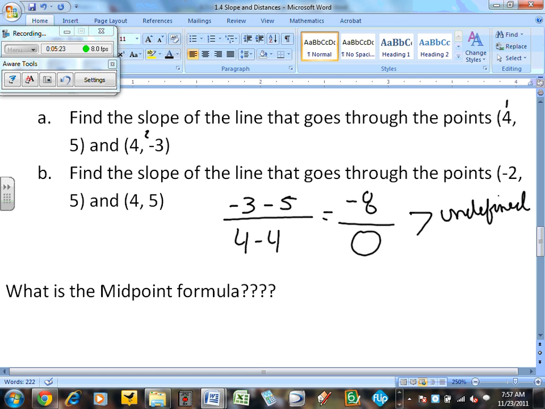It's an undefined slope. How that slope looks, if you think about it as rise over run, it's going to go down 8 over 0. So if I pick any random point, actually, let's go for a point that we have on a graph, 4, 5. So 1, 2, 3, 4, up 1, 2, 3, 4, 5. We pick that point, and we're going to go down 8 over 0. So what kind of line is that going to be? Well, it's going to be a vertical line, straight up and down.